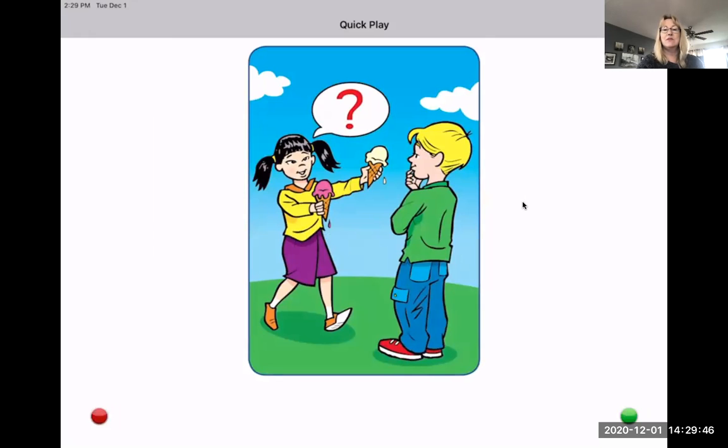Okay, here comes this little girl with a question bubble above her head, and she's holding two ice cream cones, and the boy's thinking about what she asked him. Maybe would or which. Could be, would you like an ice cream cone? Which flavor of ice cream would you like? Something about the ice cream.